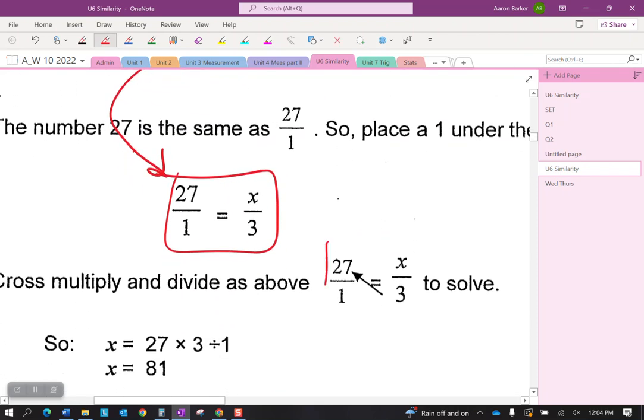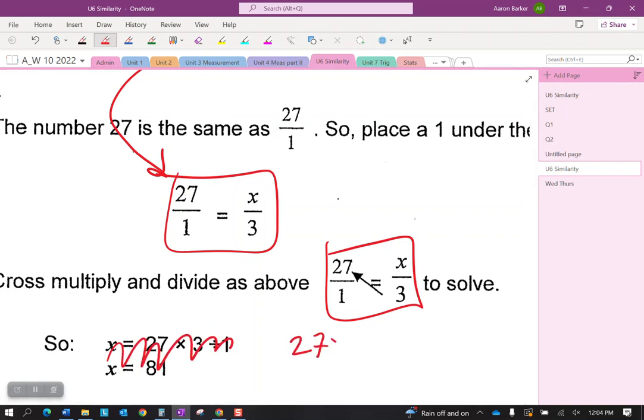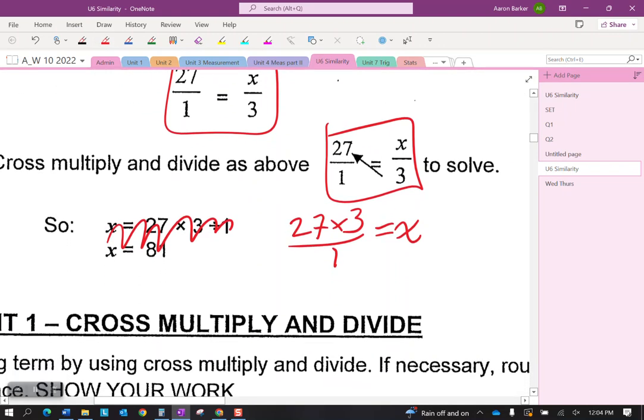Okay, so here's our cross multiply and divide. I don't like you writing it this way. I'd rather see 27 times 3 divided by 1 equals x. Make sure you have an equal sign. Alex, equal sign. x equals, and then try this on your calculator, see what you get. Nicholas, what'd you get? 81, good stuff. Okay, x equals 81. Any issues with the calculators?